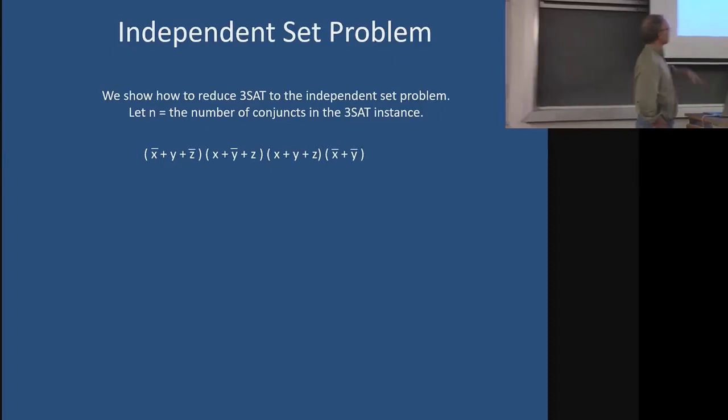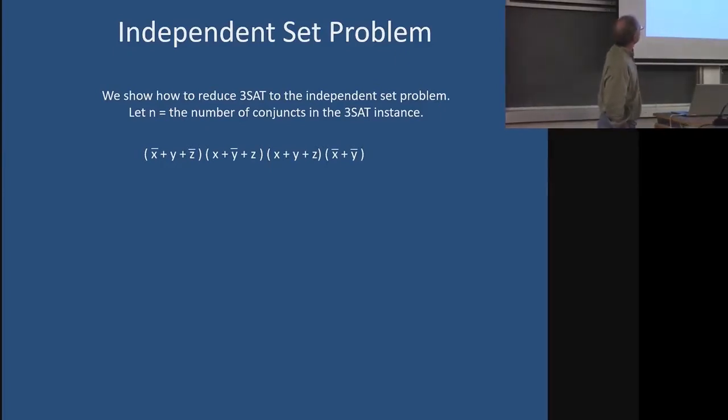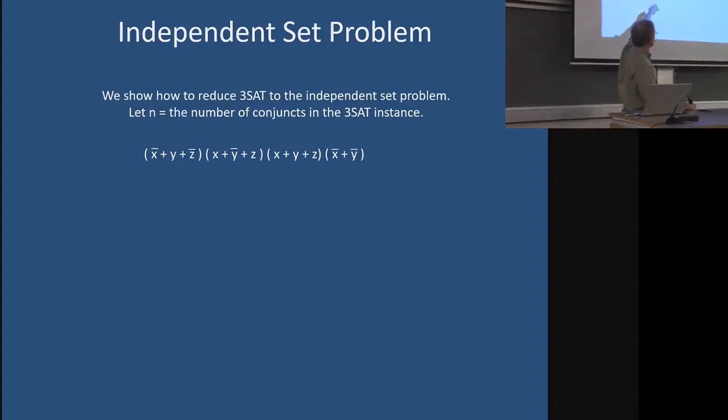So remember, 3 SAT is the problem of, given a Boolean expression in that form. What that says is: not x or y or not z, and x or not y or z, and x or y or z, and not x or not y. So it is written in a stylized form, a bunch of clauses anded together, and each clause is up to 3 variables or their negations ored together. And the 3 SAT problem is to find a way to assign truth values to those variables x, y, and z, in this case, that makes the whole thing true.